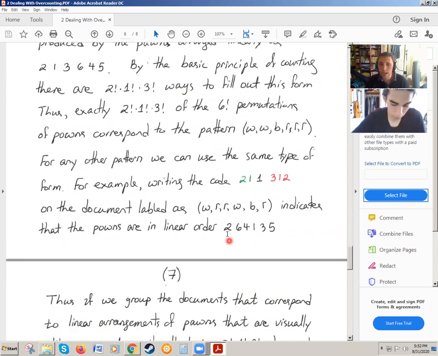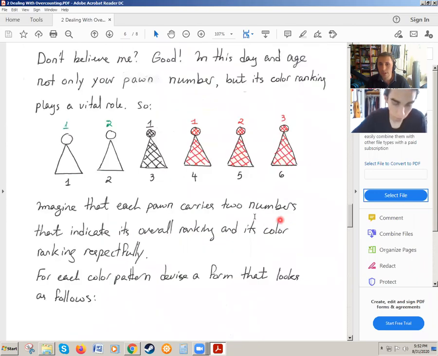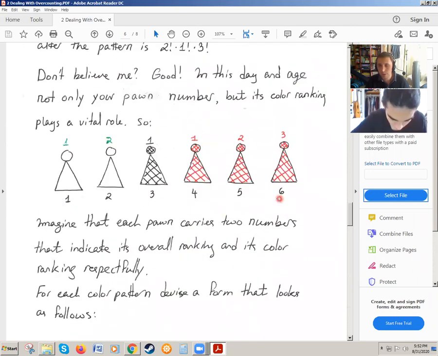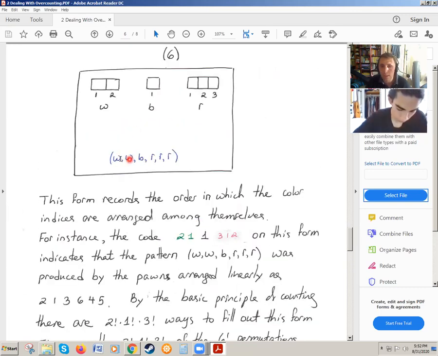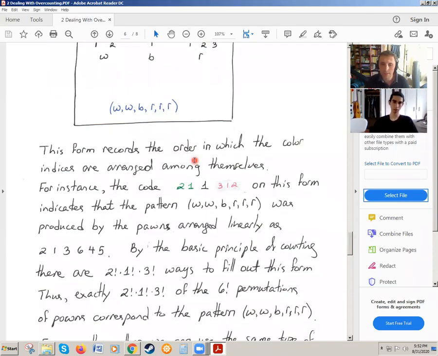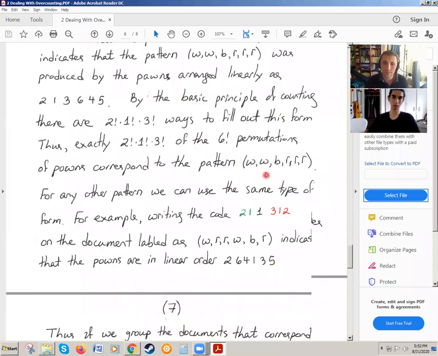Okay, and the absolute pattern is 264135, which I obtain from reading below here. Understand? The point is again to show that each particular pattern can correspond to the same form, and by this form I know I have 2 factorial times 1 factorial times 3 factorial synonyms or documents in the pile. I hope you understood this more elaborate explanation as well.